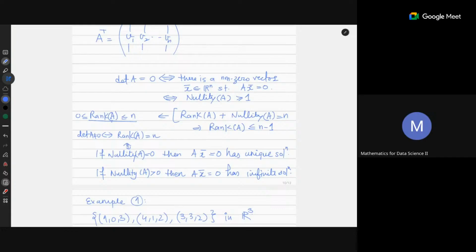If you know the rank, you also know the nullity. Because you know the rank, you know the nullity. So you also know the solution space of the homogeneous system of equations, the dimension of that subspace. So you know a lot of things once you know the rank of a matrix.